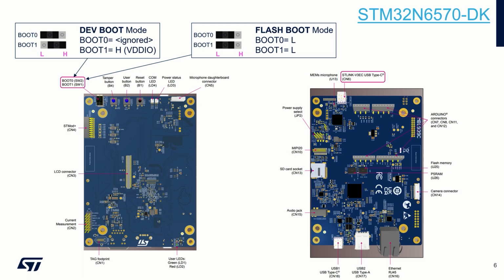Regarding the discovery board, during this lab we will be using only the development boot mode of the board, because there are two boot modes of the N6 microcontroller as a flashless microcontroller: development boot and flash boot mode. So regarding development boot mode, you need to configure the boot switches accordingly. It means in practice that the boot 1 switch must be in the position close to the edge of the board, close to the H label of the switch.